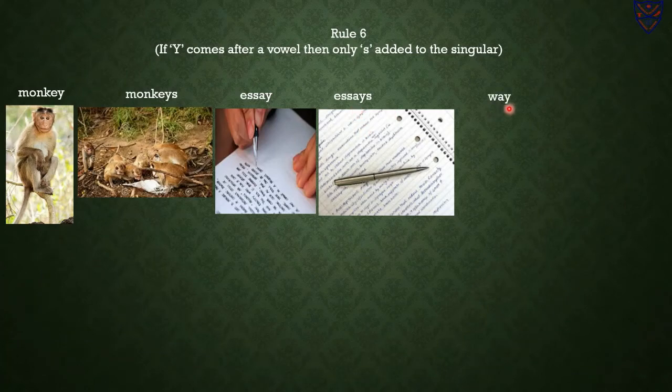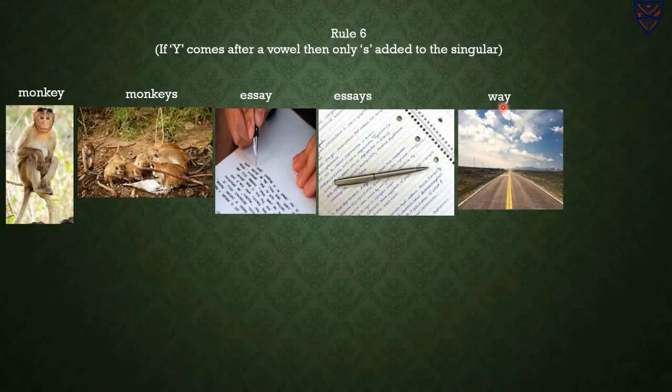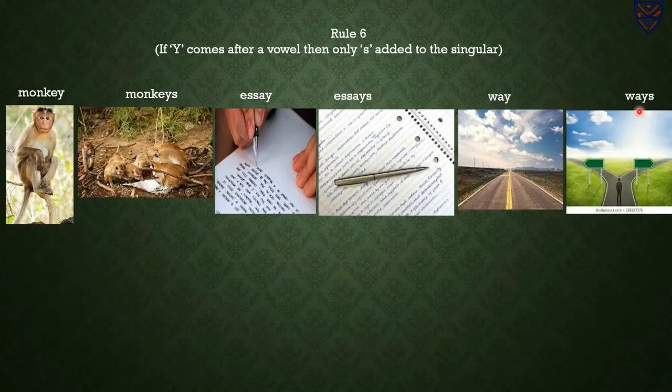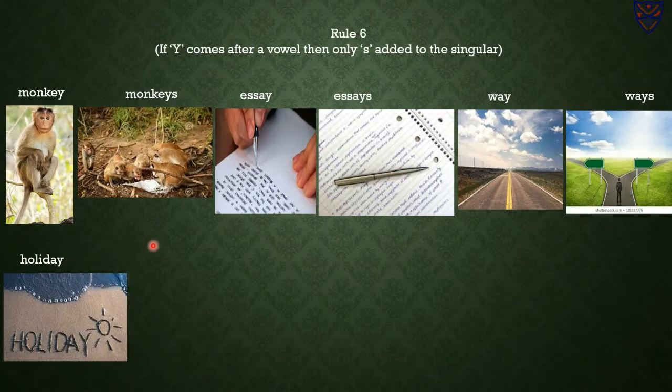Way. At last you can see Y. And before Y, A is there. So to convert this way into plural, we will put S at last. Ways. Okay? Holiday. At last we can see Y, and before that A is there. A is a vowel. So to convert this holiday into plural, we will put S at last.